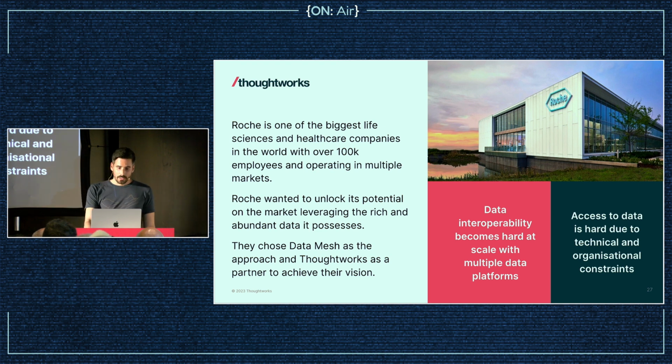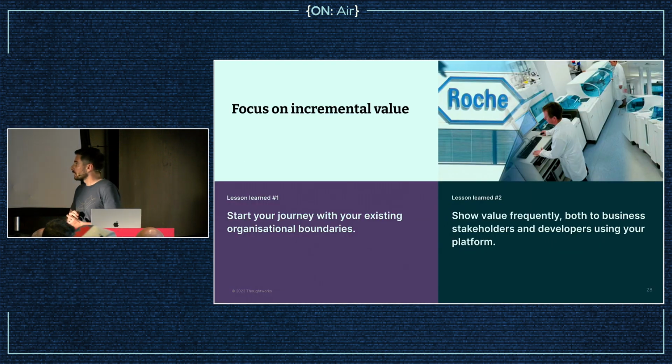So they started their data mesh journey, and the main two lessons learned are a bit different from the previous one, as you can see. The first is basically to start your journey with your current organizational boundaries. Data mesh has a lot to it. The principles are maybe simple to digest, but when you go and try to implement it, it requires a lot of collaboration, a lot of changes in the organization.